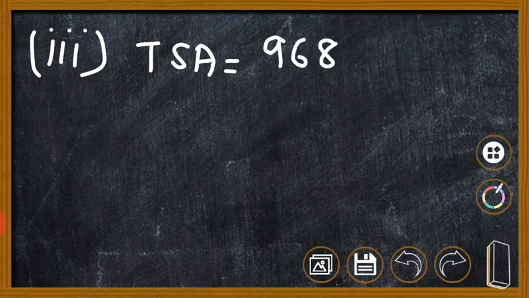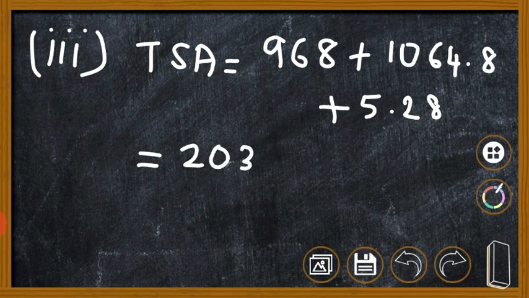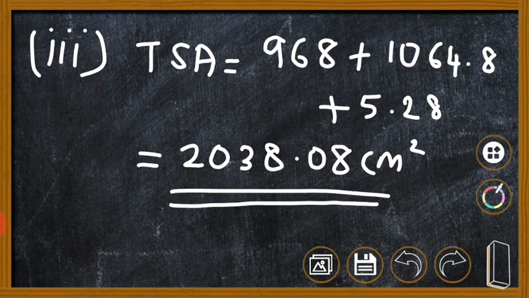So after that, moving to our third question, what is the total surface area? Therefore, total surface area is equal to inner area. What is the inner area? Already you know, 968, plus outer curved surface area, that also you know, 1064.8, plus the top area plus base area, already calculated, 5.28. If you add all these values, you will get 2038.08 centimeter square. So this is our final answer. Okay.